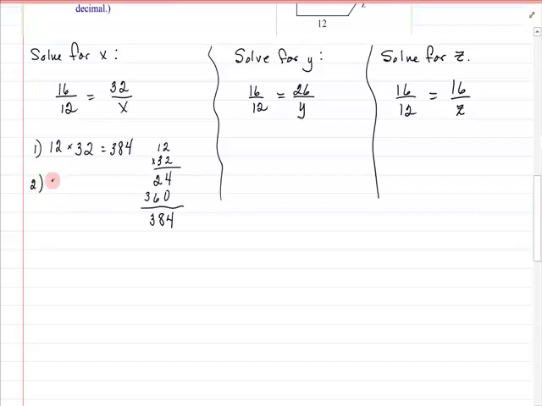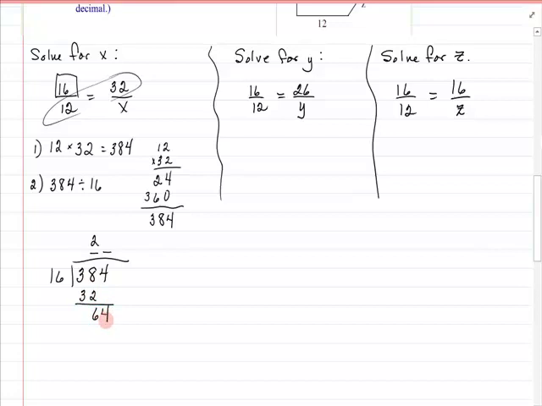And step number 2 is to take 384 and divide by the number I haven't used yet. That was my cross product. I'm going to divide by 16. So I have 384 divided by 16. Doesn't go into 3, but it does go into 38. So my answer is there. 2 times 16 is 32. Subtract. 16 goes into 64, I think 4 times. Let's see. 4 times 6 is 24. Carry the 2. Yes, it went in evenly. X is 24.